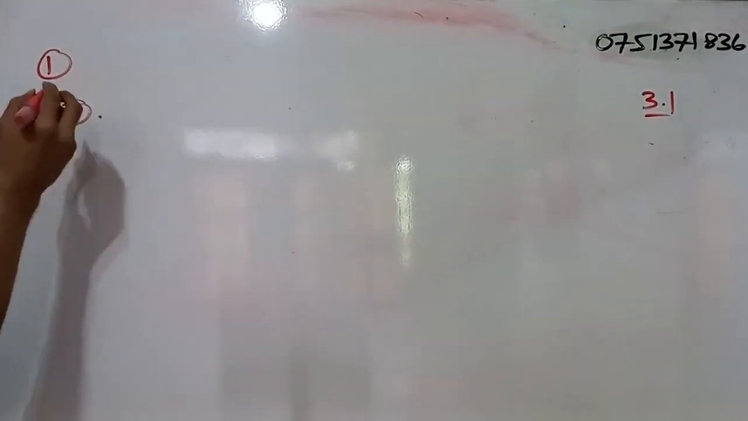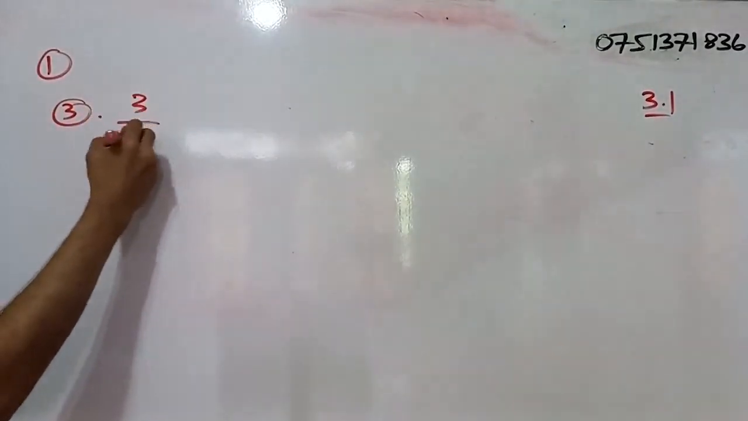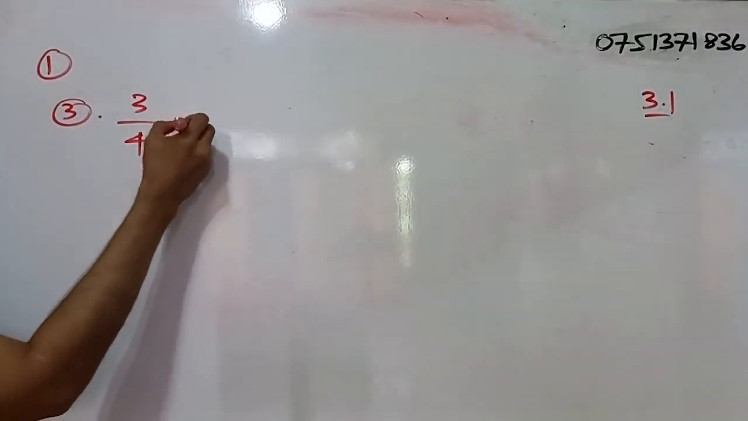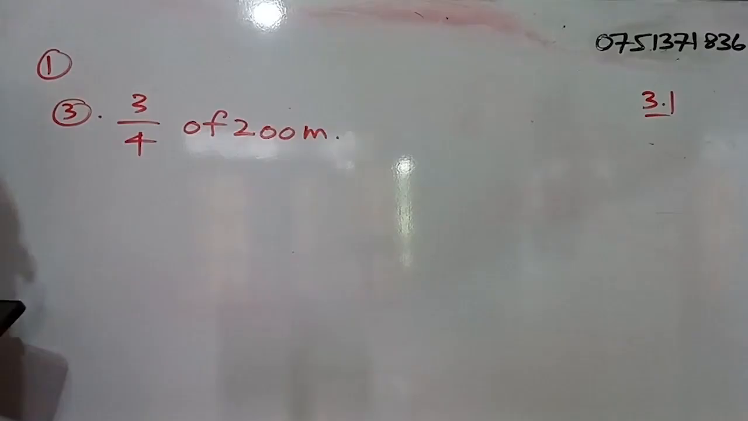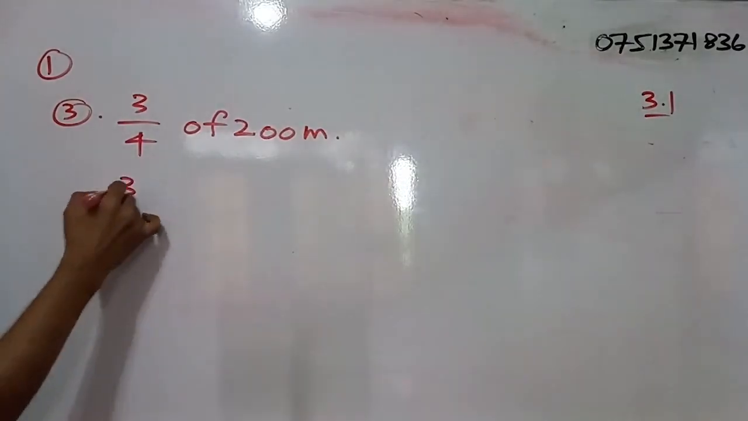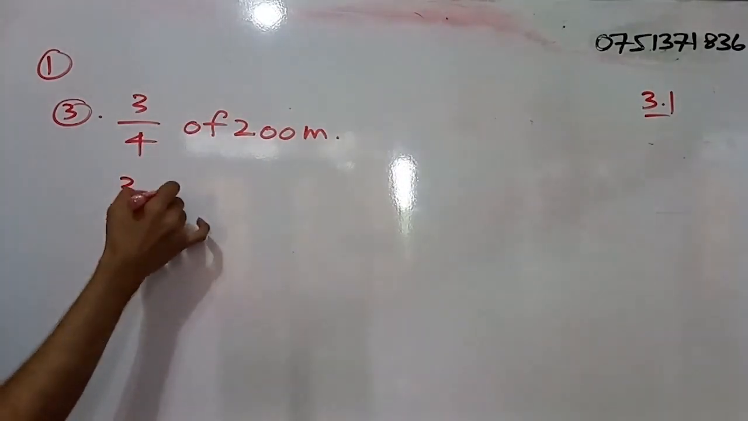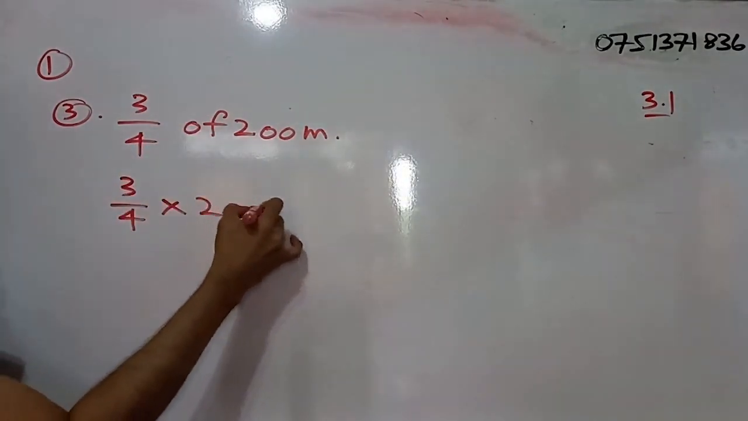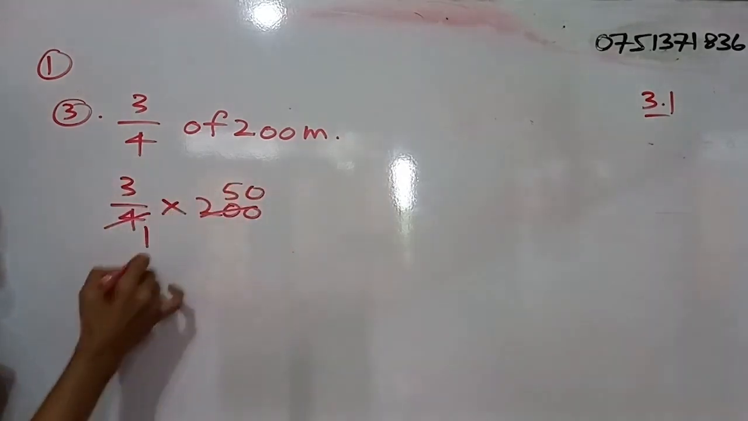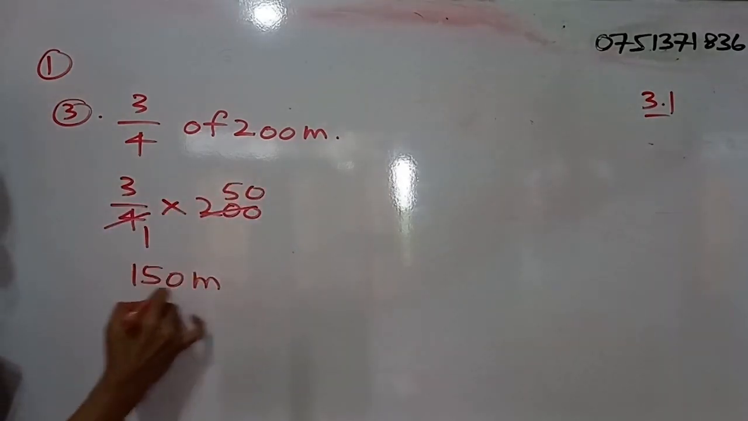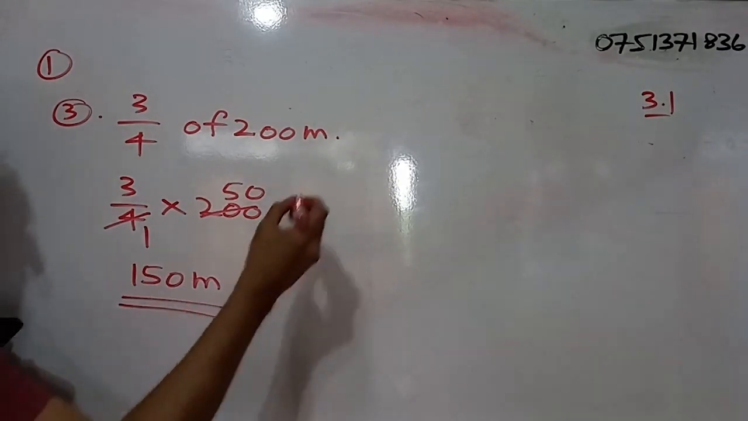Okay, so the third one, what do we have? 3 by 4 of 200 meters. Right? So just as before, 3 by 4, we replace off by what? Multiplication symbol. Right? So 4 times 1, 4 times 50, 3 into 50, what is that? 150. So the answer is 150 meters.